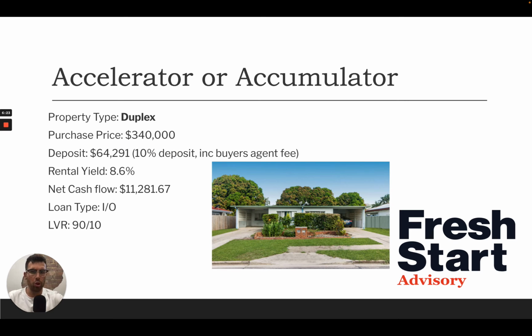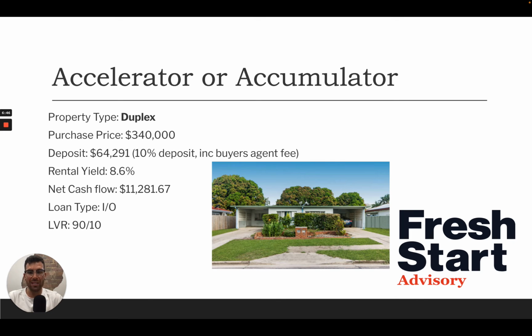Now, I'm going to show you the next type of asset that we go for, accelerators, or you can call them accumulators. I like to call them accumulators. These are larger cash flow assets, okay? Now, higher yielding properties. This is a duplex. So we bought this on the 1 block. Now, we paid $350,000 for this property. $64,000 it was for closing costs, 8.6% yield. Over $11,000 of positive cash flow in their pocket.